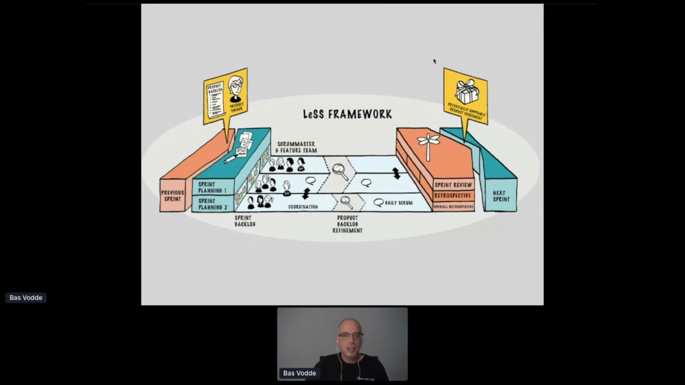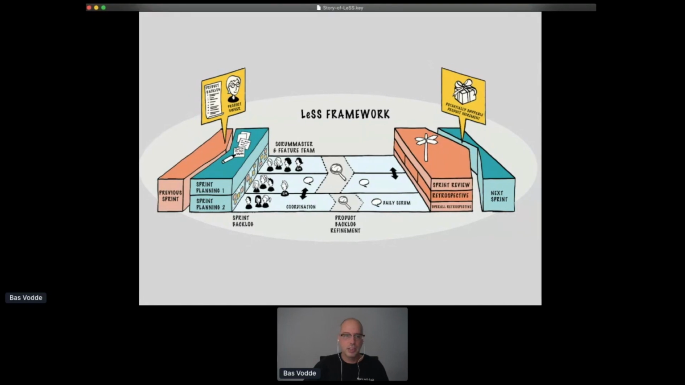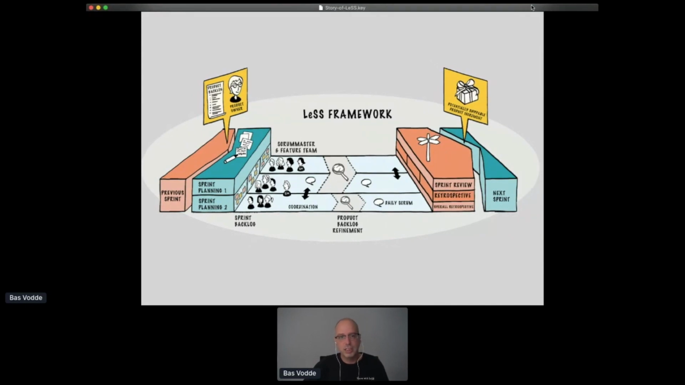an overall retrospective where the management, product owners, Scrum Masters, and representatives of teams, or sometimes all of the team members, get together and look at the systemic organizational problems and improvement opportunities. Now, as I mentioned, this is an overview of LeSS.